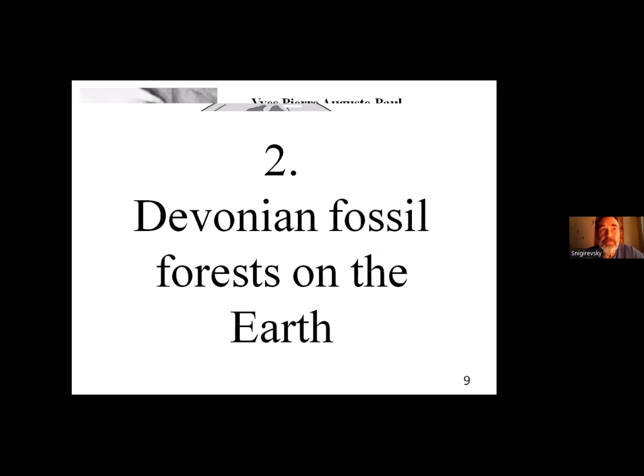But about 10 to 15 years ago, different colleagues established that the first forests were formed not by Callixylon but by different plants, by Pseudosporochnus, Wattieza, etc. And so we observe the records of Devonian fossil forests on the Earth. This is the second part of our talk.